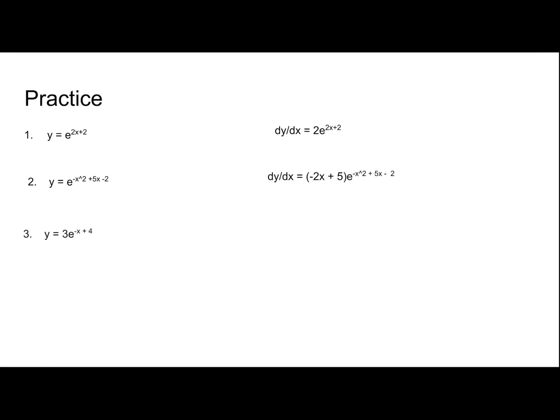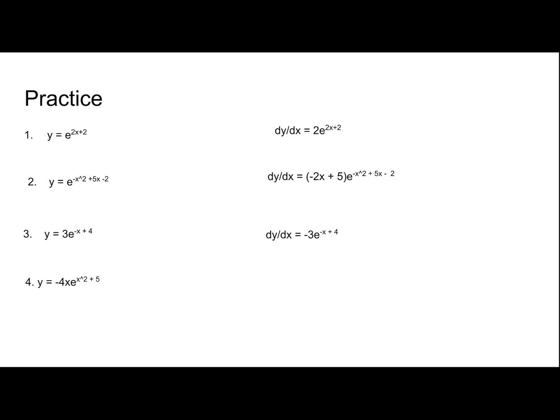Question 3, y equals 3e to the power of negative x plus 4. In this case, we will have dy over dx equals negative 3e to the power of negative x plus 4. The derivative of negative x plus 4 is negative 1. So we simply multiply the 3 at the front by the negative 1. 3 times negative 1 is negative 3. So it becomes negative 3e to the power of negative x plus 4. So that's our dy over dx.